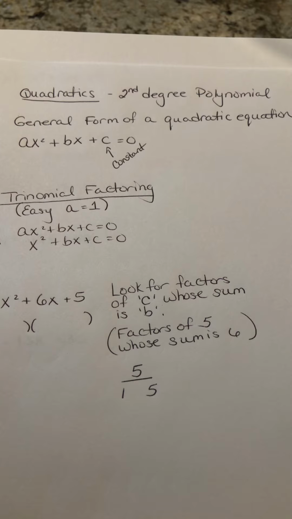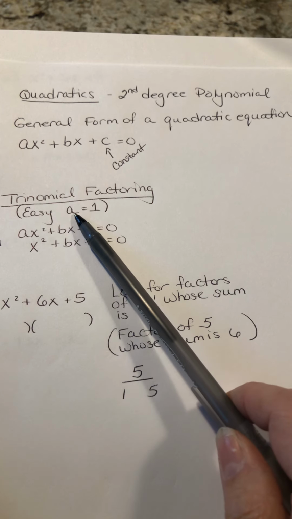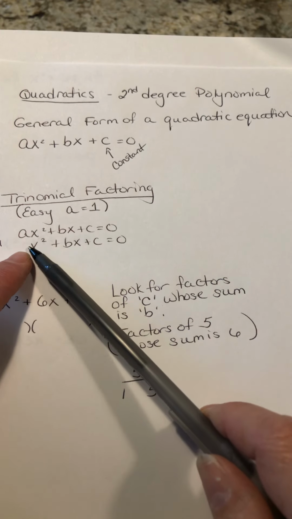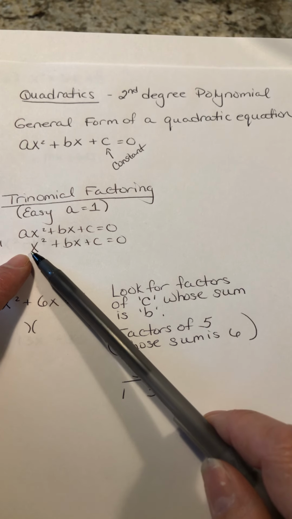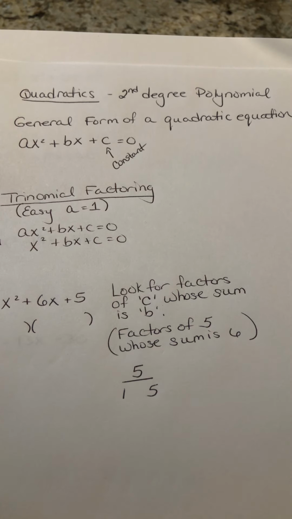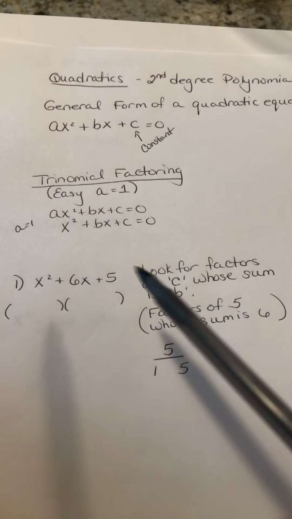We're going to look today at trinomial factoring, where the a value is equal to 1. What that means is that we will not have any constant in front of the squared term other than 1. So you'll see equations that look like x squared plus bx plus c equals 0, and we're going to try to factor those. So let's start here with question number 1.